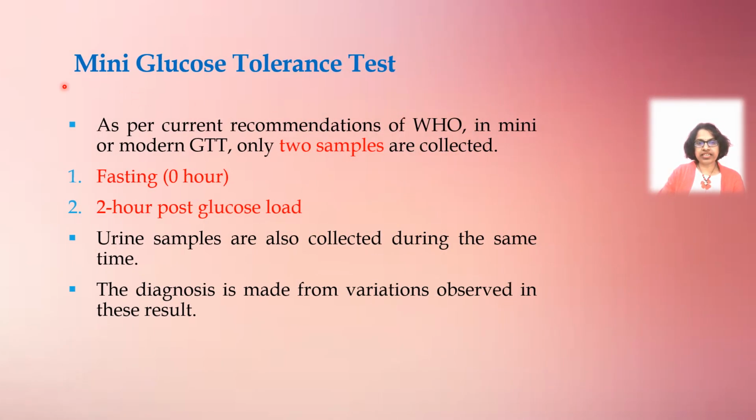Then the next one is the mini glucose tolerance test. As per current recommendations of WHO, World Health Organization, in mini or modern GTT, only 2 samples are collected. The first sample is in the fasting time, 0 hour, and the second sample is 2 hours post glucose load. Post glucose load means 2 hours after administration of the glucose. Urine samples are also collected during the same time. The diagnosis is made from variations observed in these results.